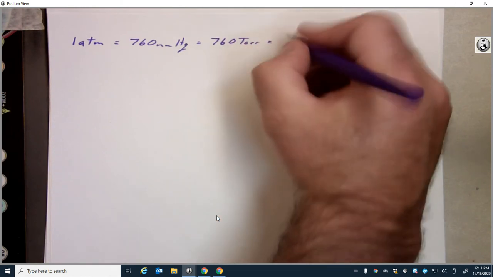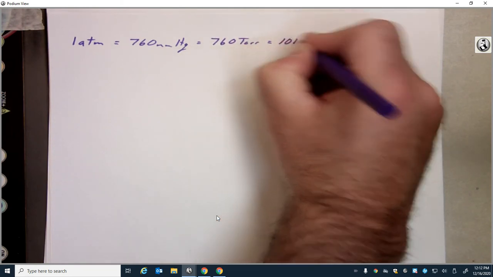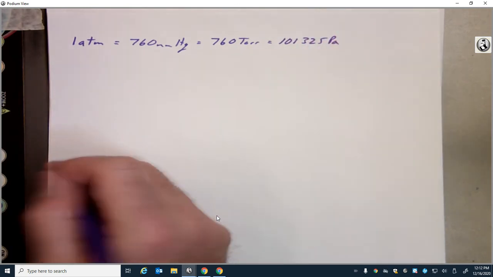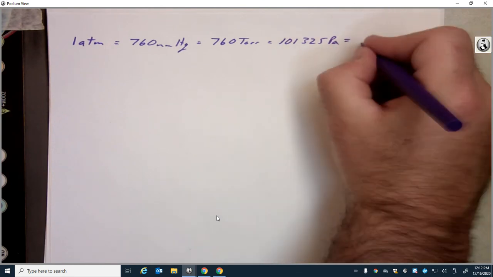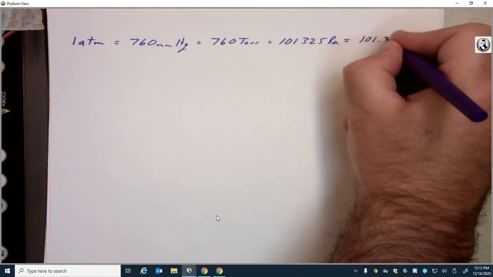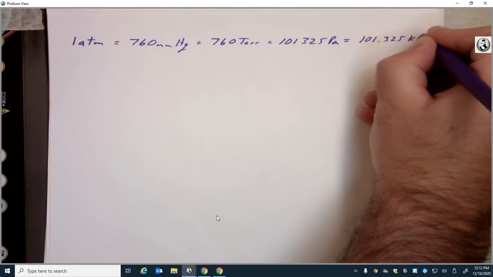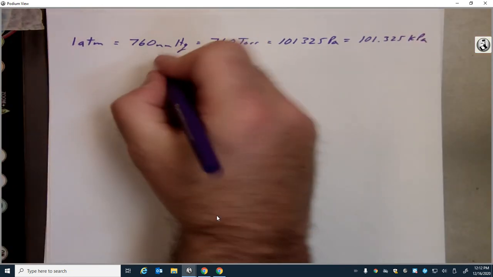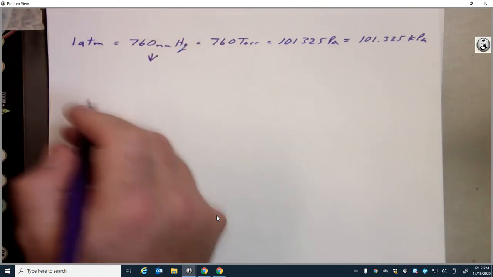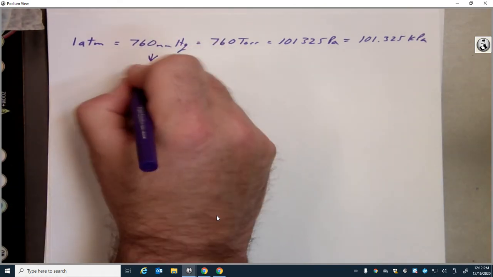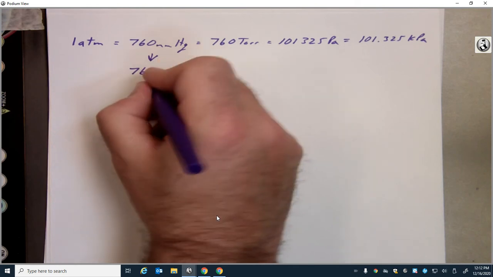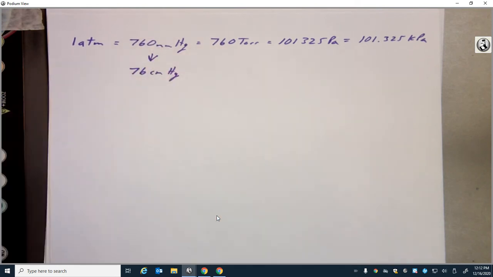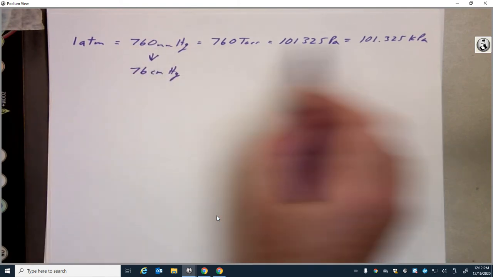Which is equal to 101325 pascals, which is equal to 101.325 kilopascals. And you could probably figure this out. 1 atmosphere is actually equal to 76 centimeters of mercury. All right, so you just drop that. But these are your conversions.